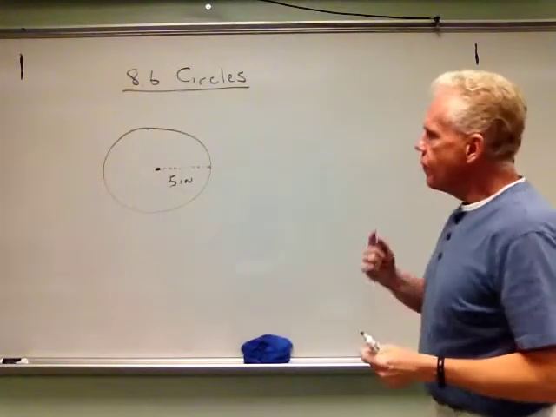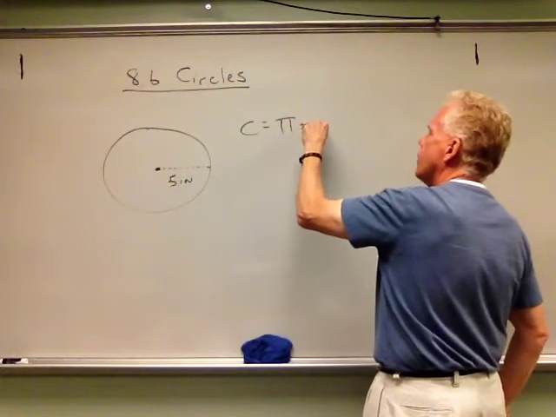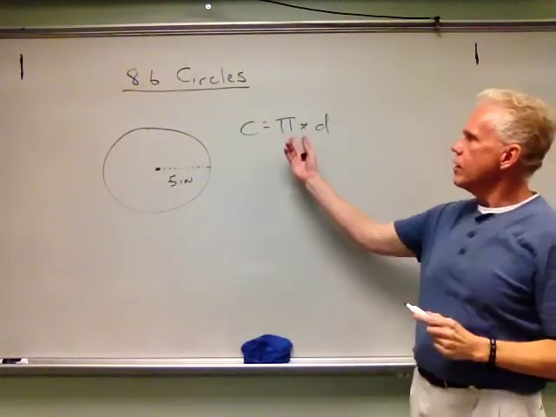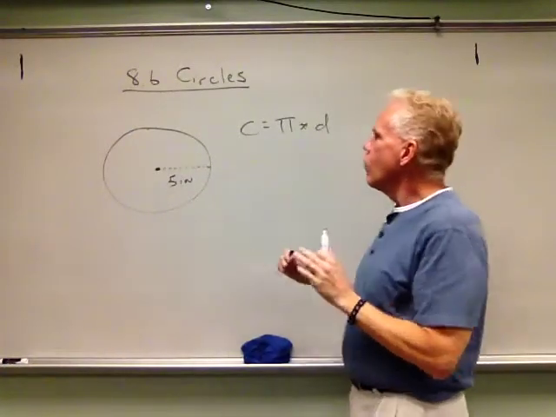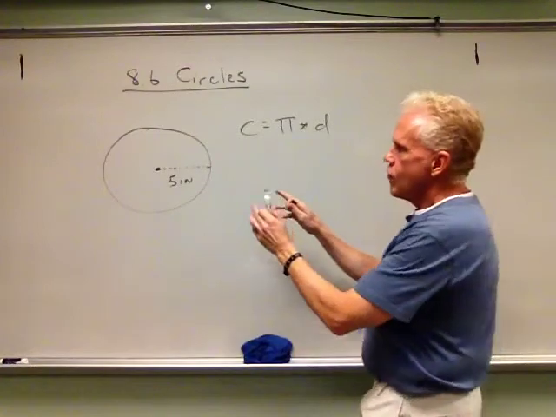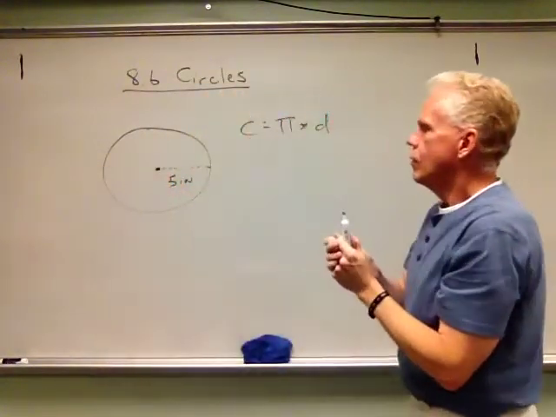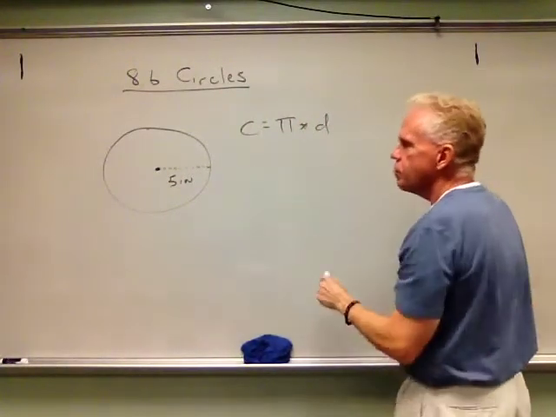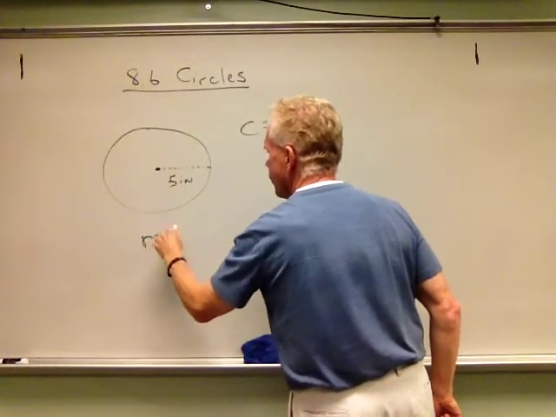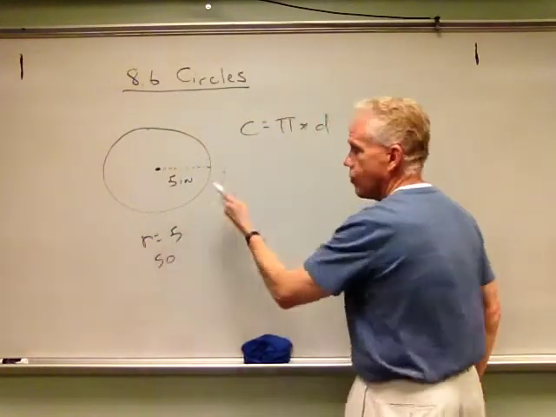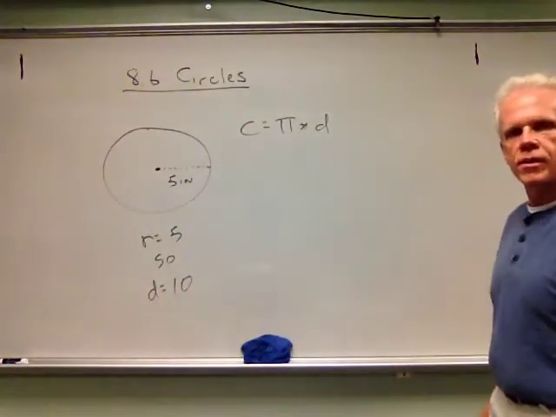Now, remember, the formula for circumference is circumference equals pi times diameter. And that's really the only formula I want to memorize. I don't want to memorize another formula when I'm given the radius. What I want to realize here, guys, is the radius is halfway across the circle. The diameter is all the way across the circle. So for this circle, r equals 5, so halfway across is 5. So d equals 10. All the way across would be 10.